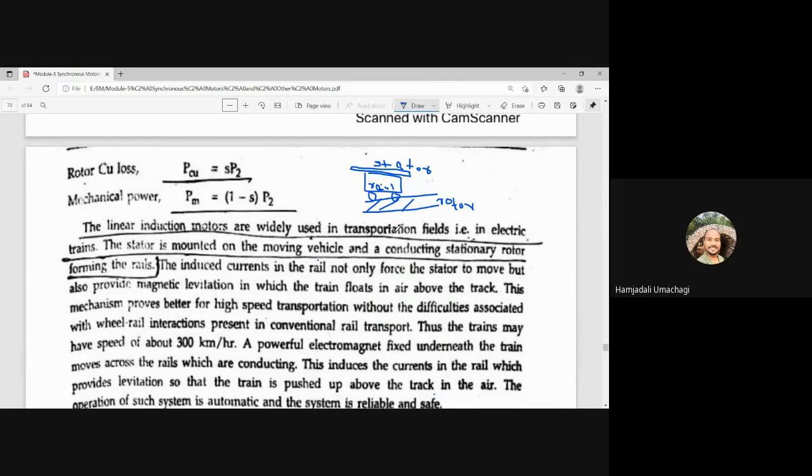So here, what is going to happen? Whatever currents are induced in the moving vehicle, they are going to create the force that makes the stator move. Whatever induced currents there will be in the rail, they will force the stator to move, and also it is going to provide the magnetic levitation.